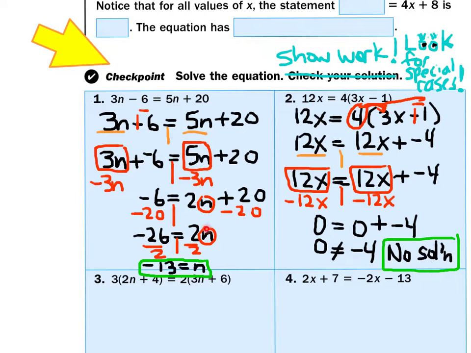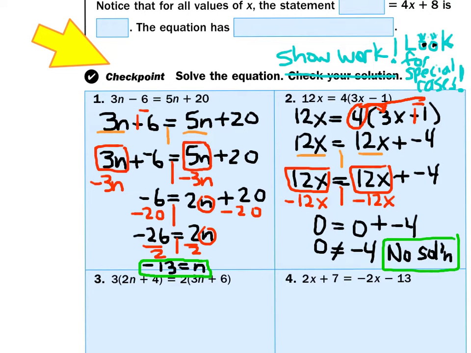So I circle my variable, I bring down the wall, and the only way to get rid of that 2 is to divide both sides by 2. And so then I simplify. Negative 26 divided by 2 gives me negative 13. I bring down the equal sign. 2 divided by 2 just creates that giant invisible 1. And then I bring down the n.